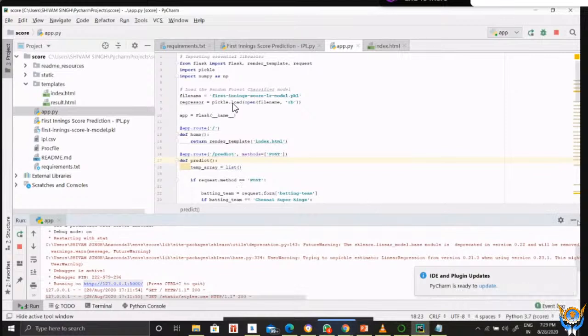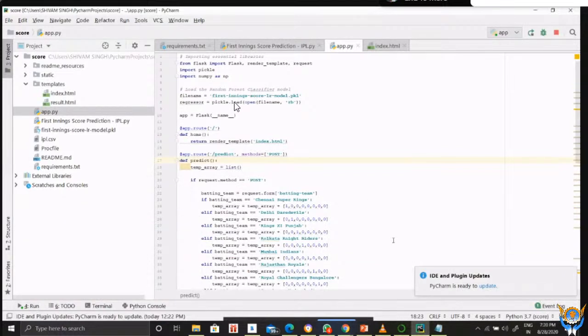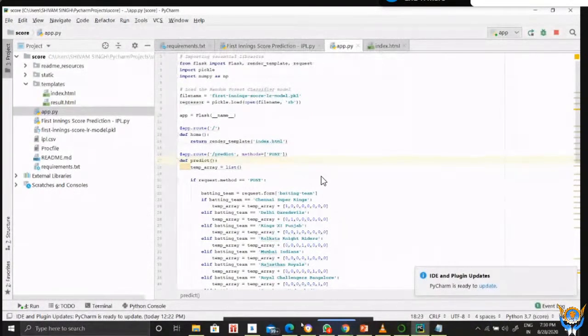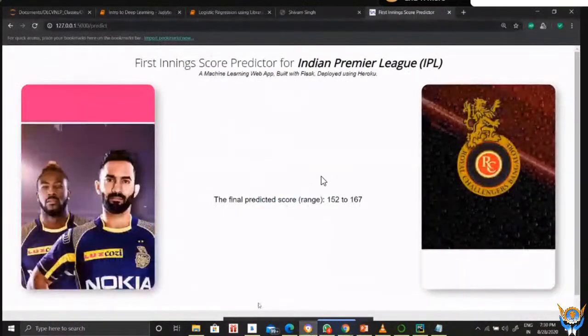So this is our app.py. You will learn all these things: what is Flask, and how you create this deployment app. You will learn all these things in this course, how to create this type of things, how to connect this website, this app, with your code.